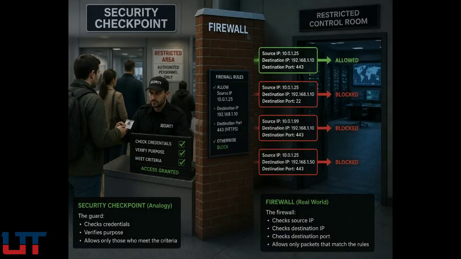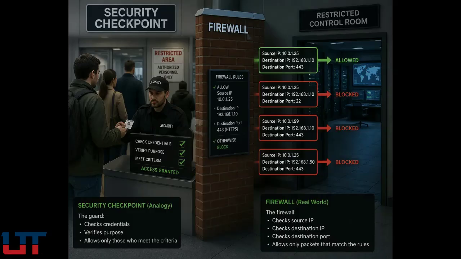A firewall sits at the boundary between two networks and enforces rules about which traffic is permitted to cross that boundary. It examines network packets, the data units traveling between devices, checks them against a rule set, and either permits them through or blocks them. Think of it as a security checkpoint at the entrance to a restricted control room. A guard at the checkpoint doesn't let everyone in. They check credentials, verify purpose, and only allow through people who meet the criteria. The firewall does the same thing, but for network packets.